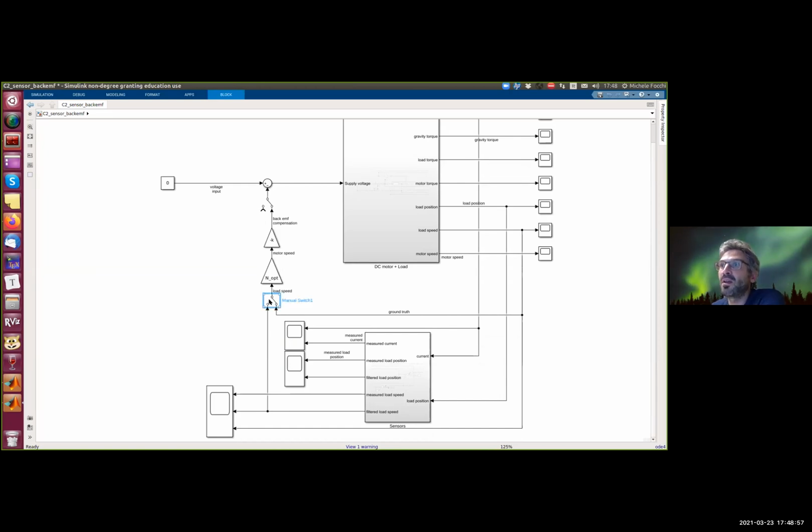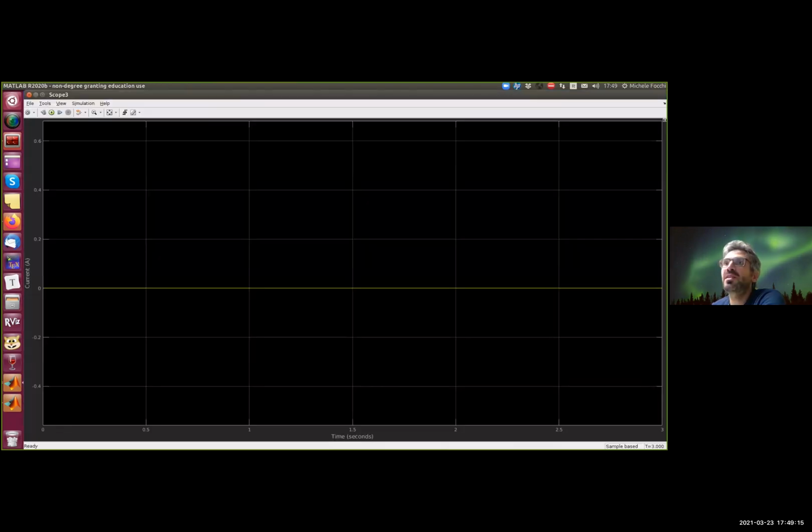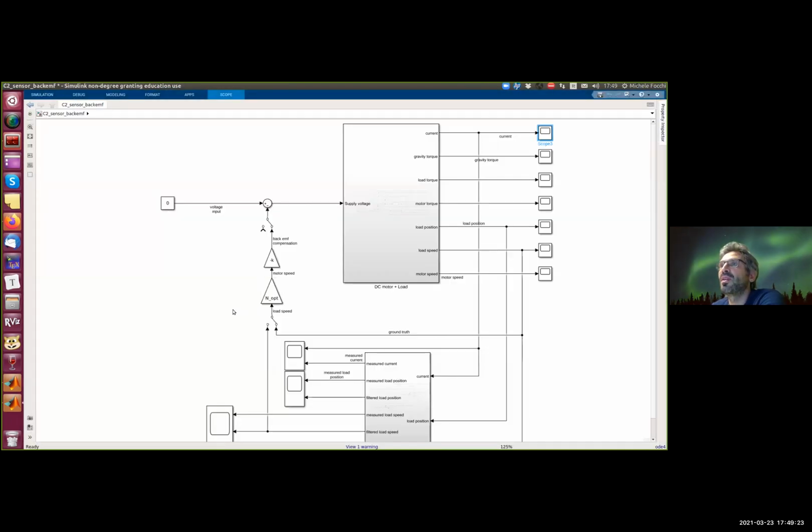Let's see if we use the ground truth. If you use the load speed without passing through the filter model, the original simulated speed, and simulate again, we can see that we are able to perfectly cancel the back EMF and have 0 current, because we have 0 voltage.